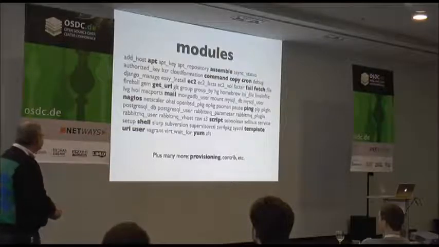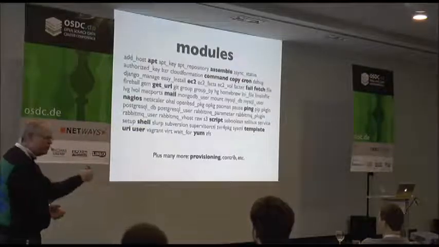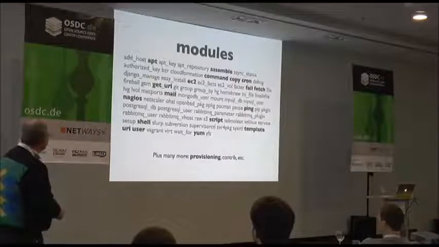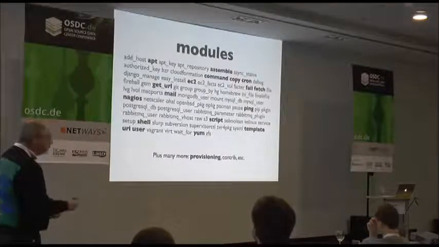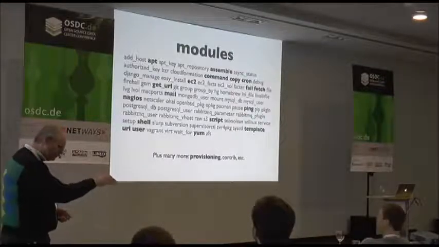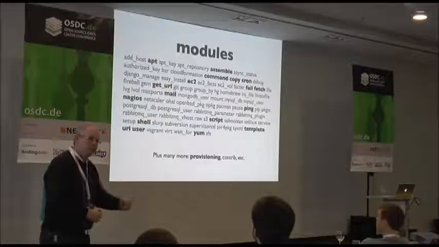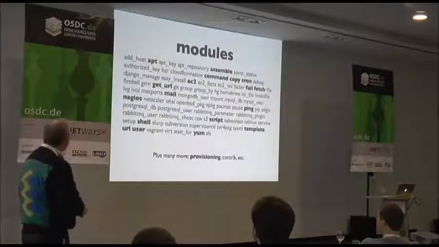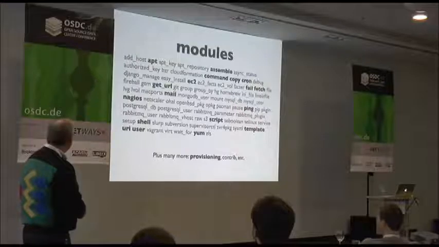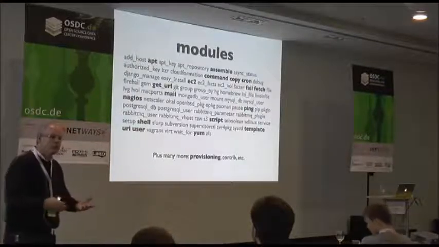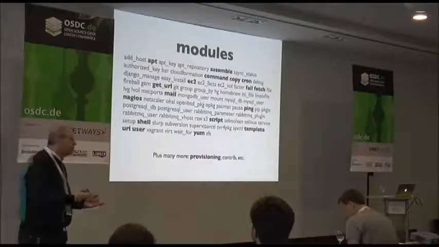We have fetch, which retrieves a file or a tree of files. Get URL, which I happen to have written, tells the remote system to get an FTP or an HTTP resource. Similar, the URI module, which should be somewhere here. Yeah, there. User to create or remove users. Groups, you can add, remove groups.